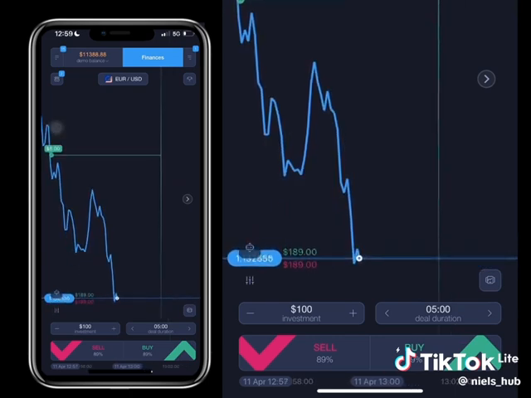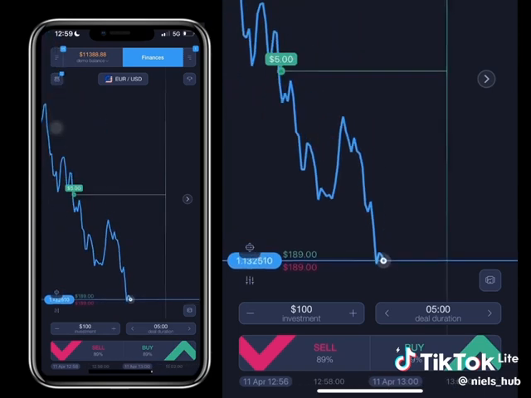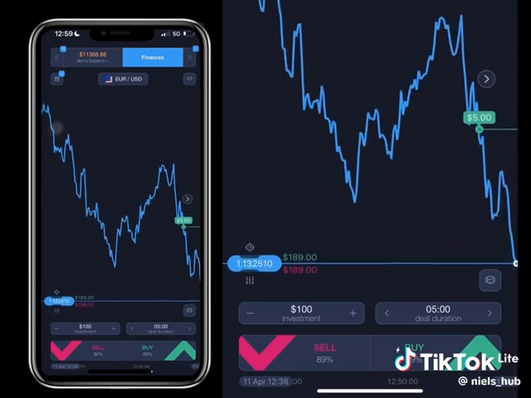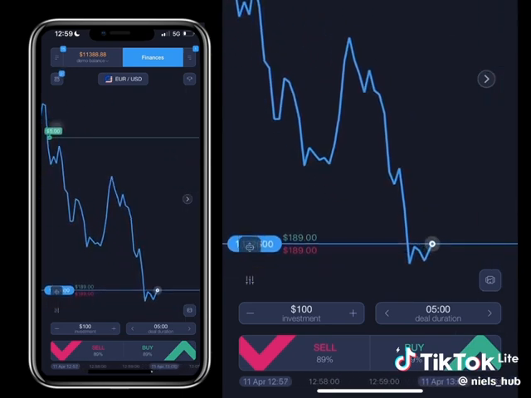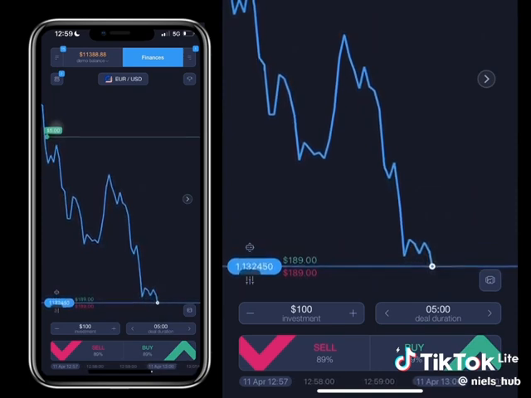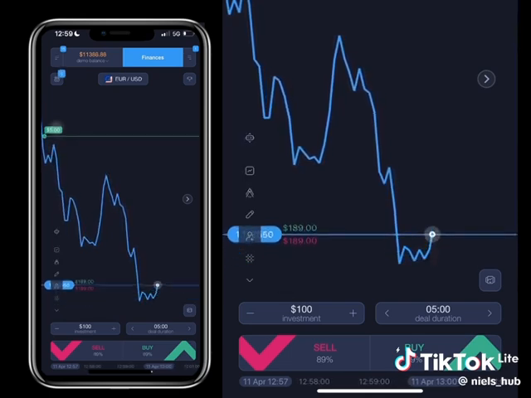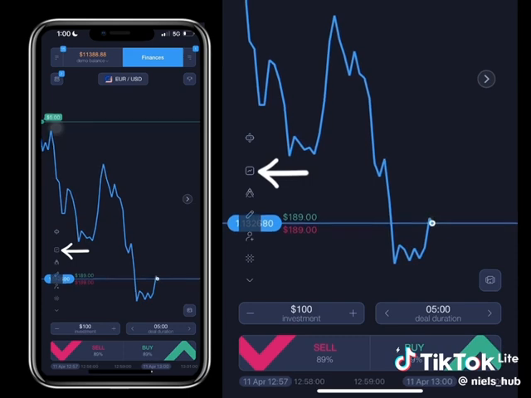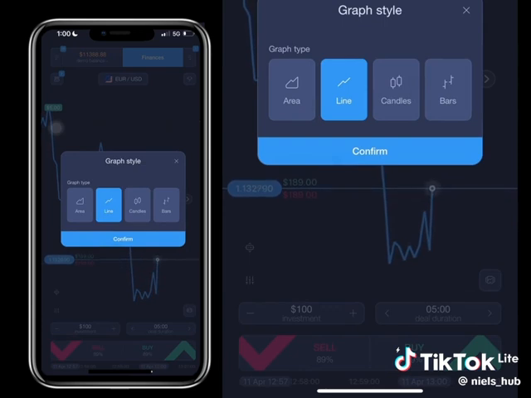Okay. The next thing I want to show us is how to turn this line into candlesticks. Many of us are not conversant with analyzing price action using these lines. We would rather prefer using candlesticks, especially myself. Now, how do you do that? At the left corner of the screen, you see this icon. Just tap on it and it will pop up other icons. The second one here, just tap on it and you'll be able to select the graph style that you want.